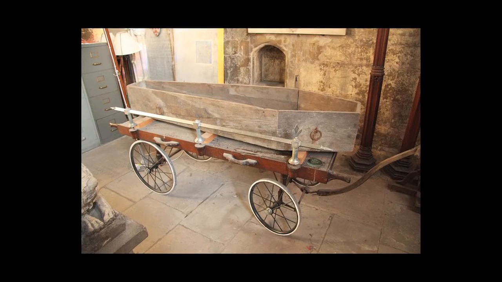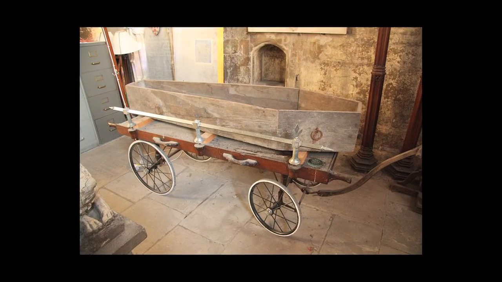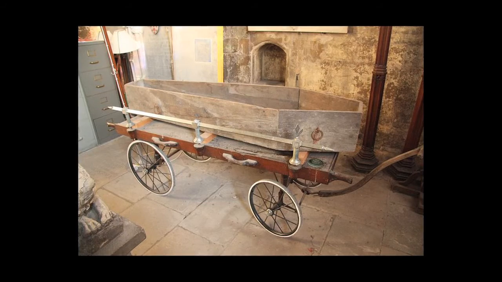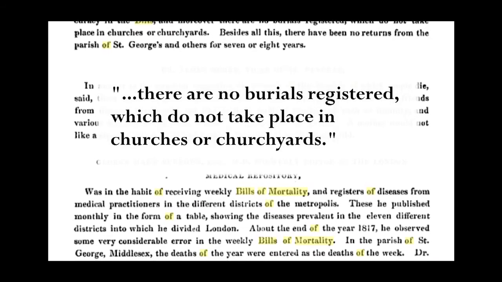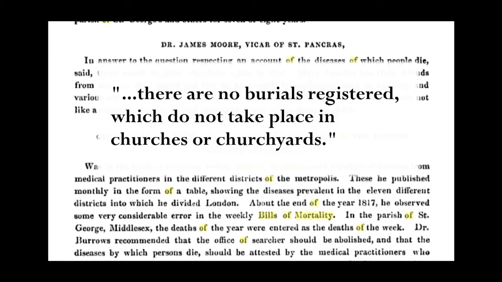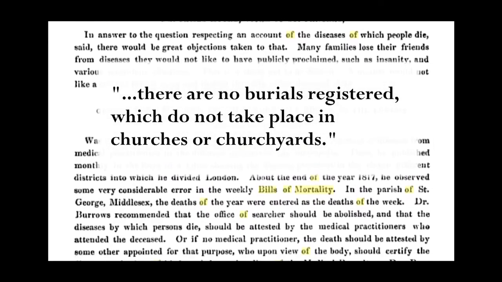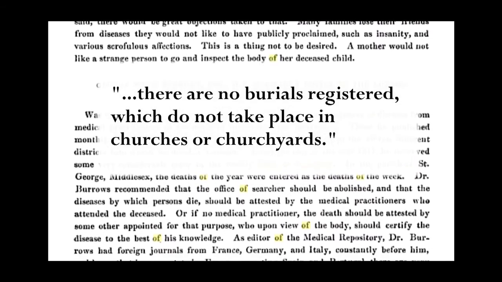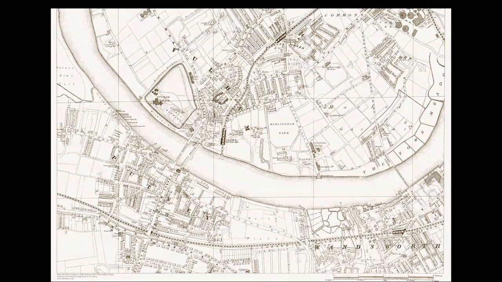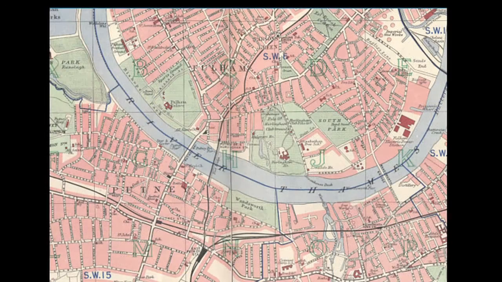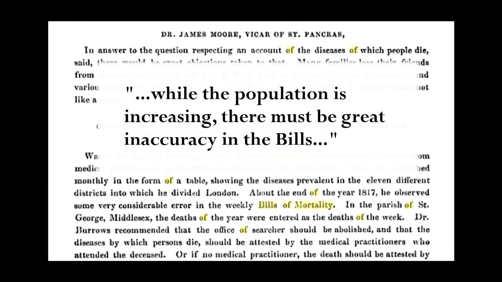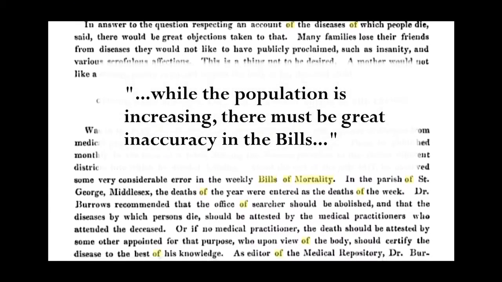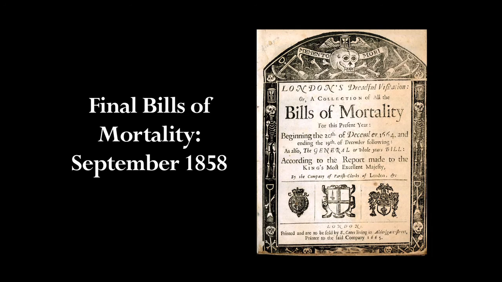Another reason for questioning the accuracy of the data was the fact that only burials were reported, not deaths, and only burials in Church of England parishes, which would have excluded Catholics and Jews and people who died in hospitals. The parishes included didn't change from 1636, so as the metropolis of London grew between the 17th through the 19th centuries, the deaths from those areas were not included in the bills. The bills continued until the last one in September of 1858.